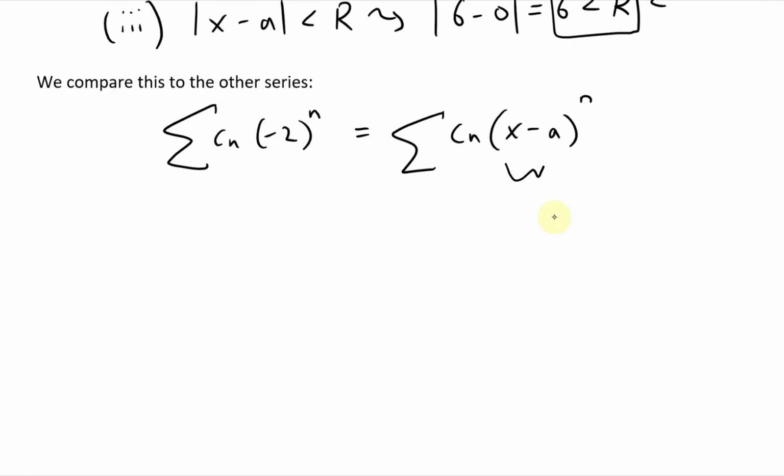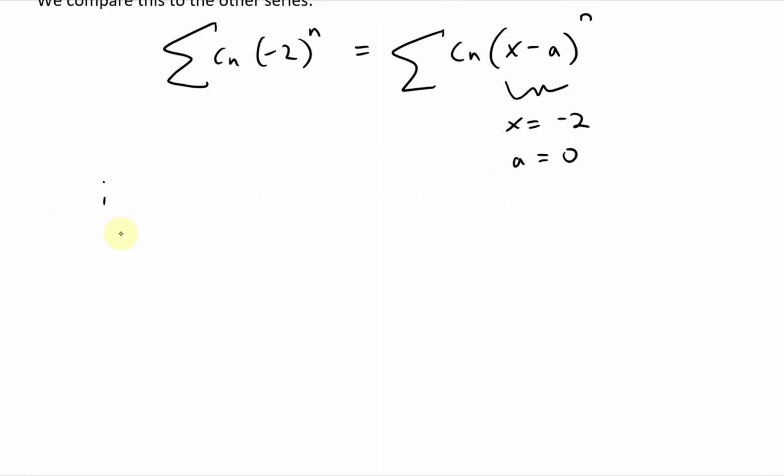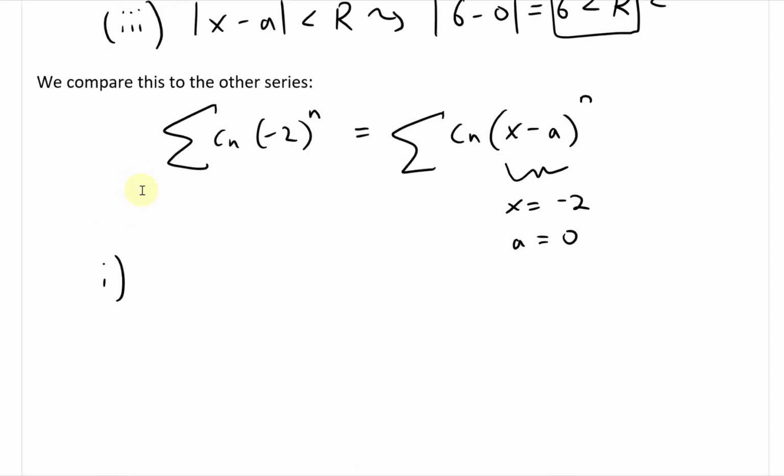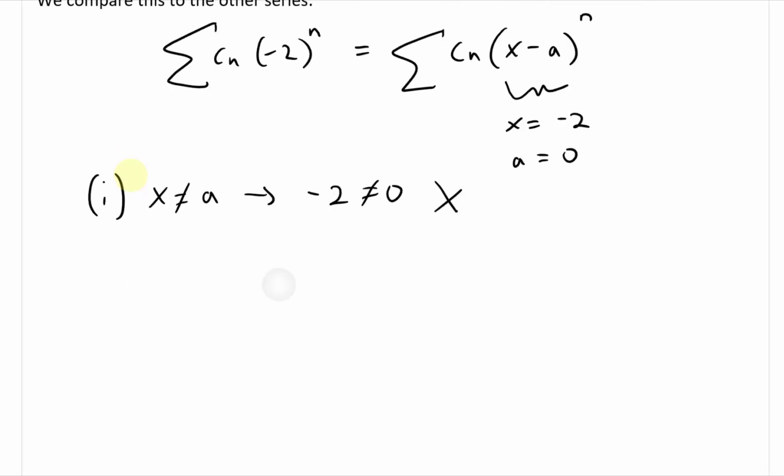So in our case, x is equal to negative 2, and a is still equal to 0. Thus, it converges for 3 cases. Case I is when x equals a, but in our case, x is not equal to a, because negative 2 is not equal to 0, so we can't use this. Then we have the other cases: it either converges for all x.